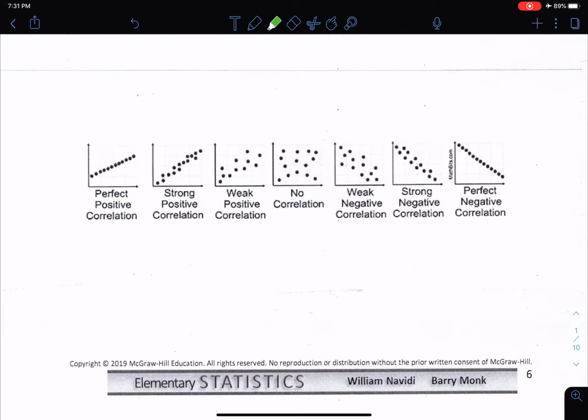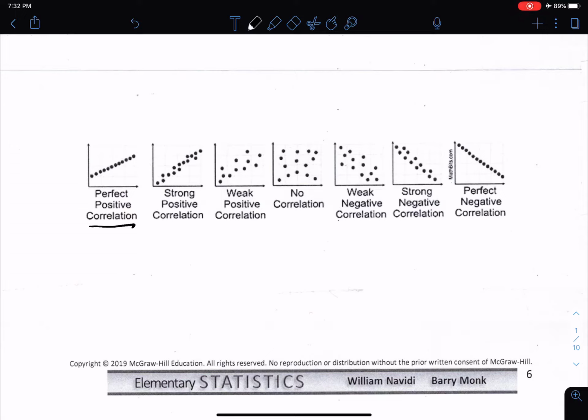In fact, our language could be something like this. I saw this and decided to put this in. It says, when you have a perfect positive correlation, that's when you have a perfect straight line. That's a perfect positive correlation. It's positive because it's going up when you're reading from left to right.